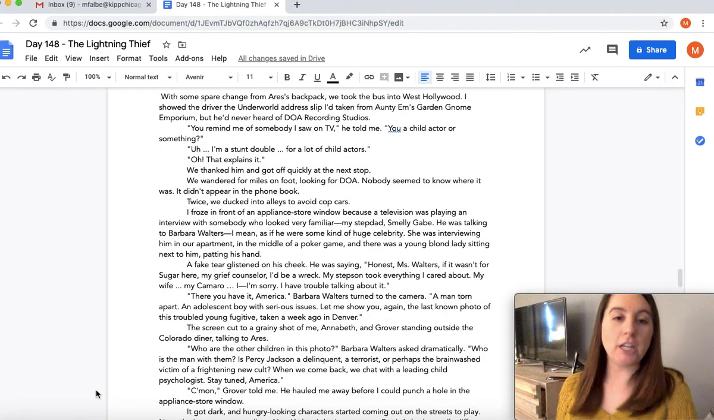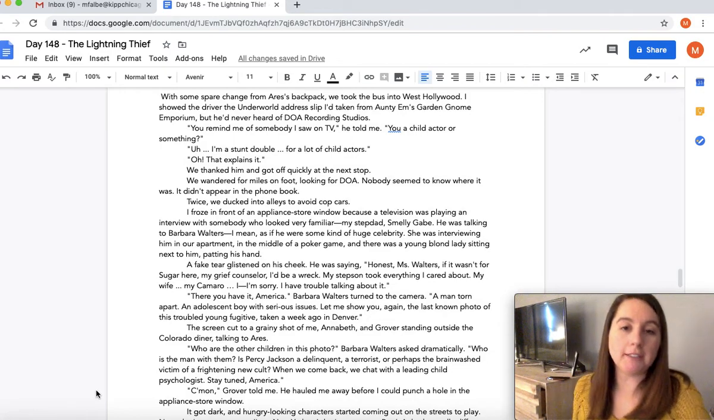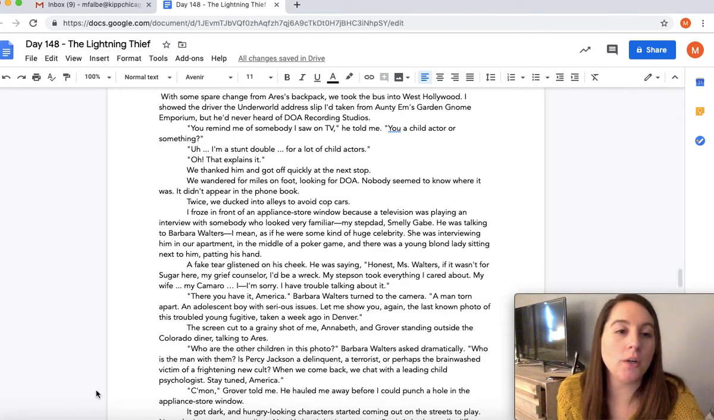With some spare change from Ares' backpack, we took the bus to West Hollywood. I showed the driver the underworld address slip I'd taken from Auntie Em's Garden Gnome Emporium.